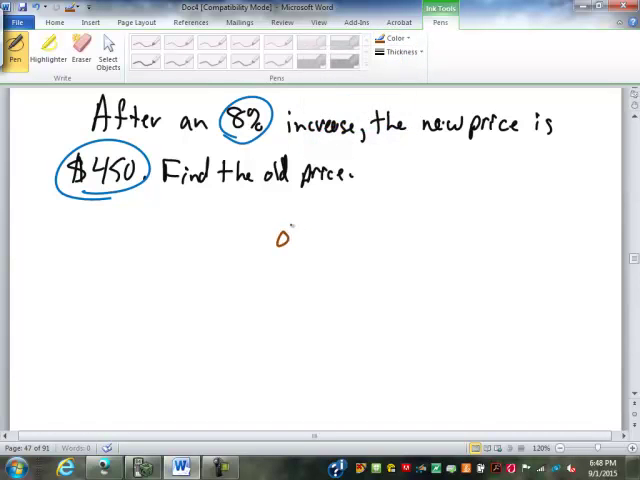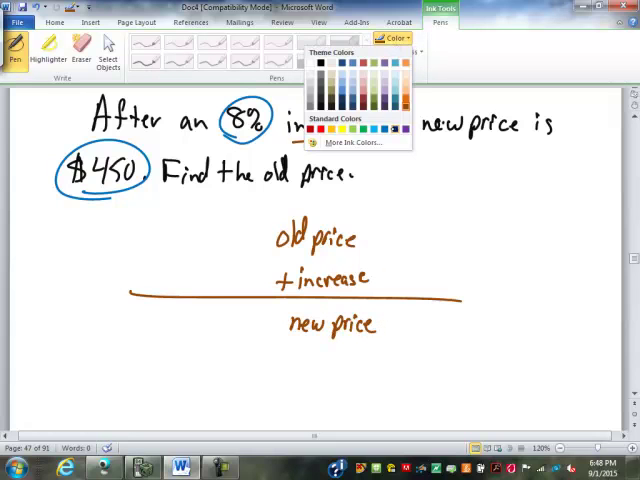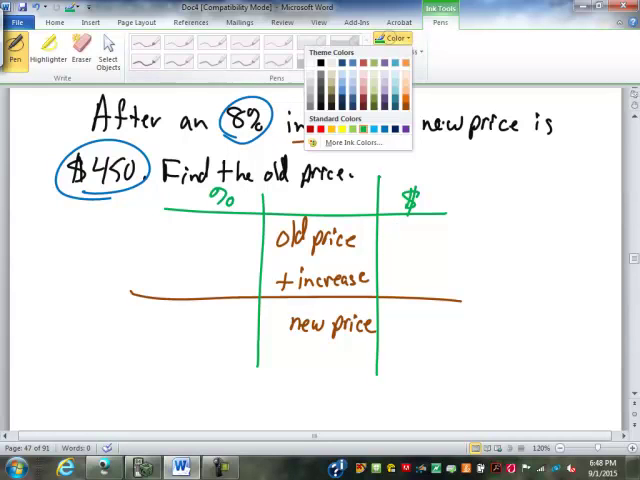We have an old price in this case. It's an increase, so plus an increase gives us a new price. Again, each one of those items is described by a percent and some other number. In this case, once again, it's a dollar amount. Being a business math class, most of the time, it's going to be a dollar amount. So let's look at the information we have.